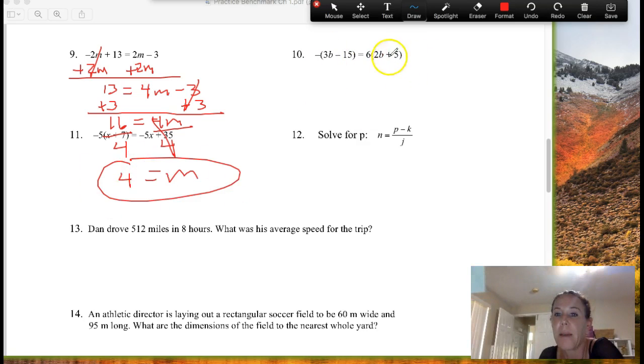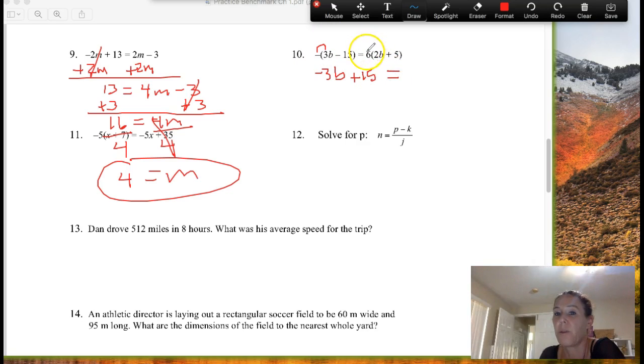Let's go to number 10. In order to solve this, first I want to undo these parentheses. So let's go ahead and use distributive property. This negative can be thought of like a -1. You can say -1 times 3, -1 times -15, or just think distribute the negative. Negative times 3 is -3b. Negative and a negative make a positive 15.